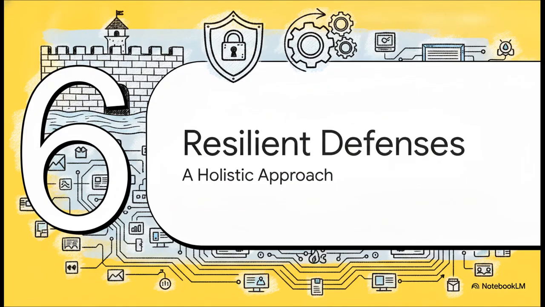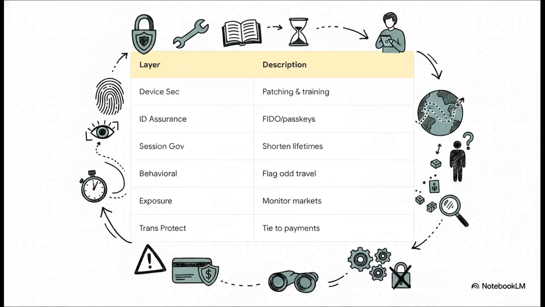Finally, we have Section 6, building resilient defenses. So how do we actually fight back against this? Let's move to our action plan and see how this builds a truly resilient control stack. A single layer just isn't going to cut it anymore. You need all of these working in tandem.